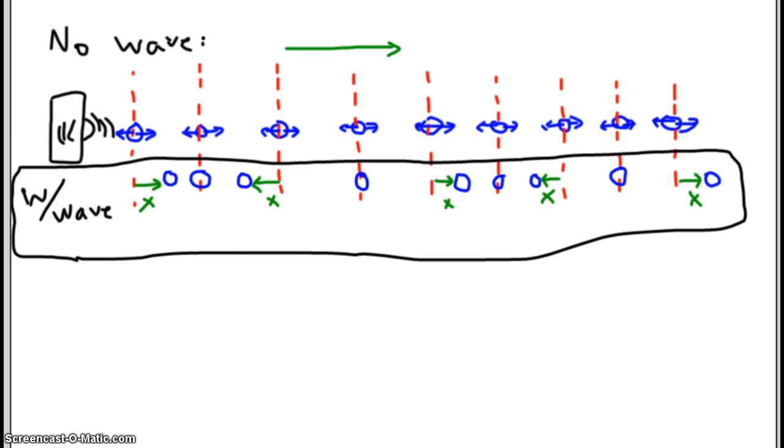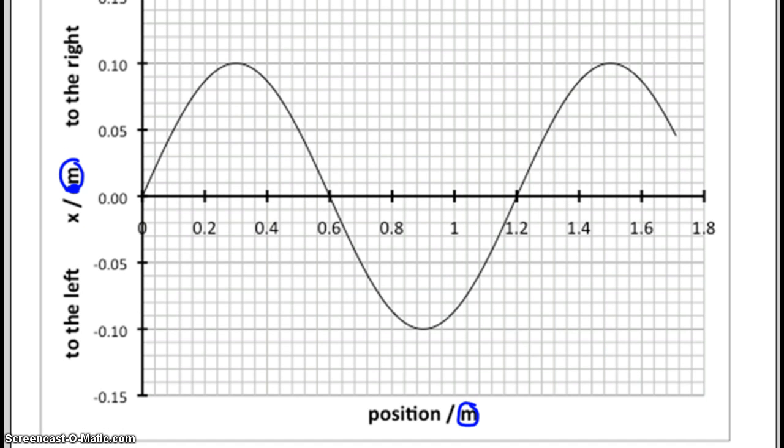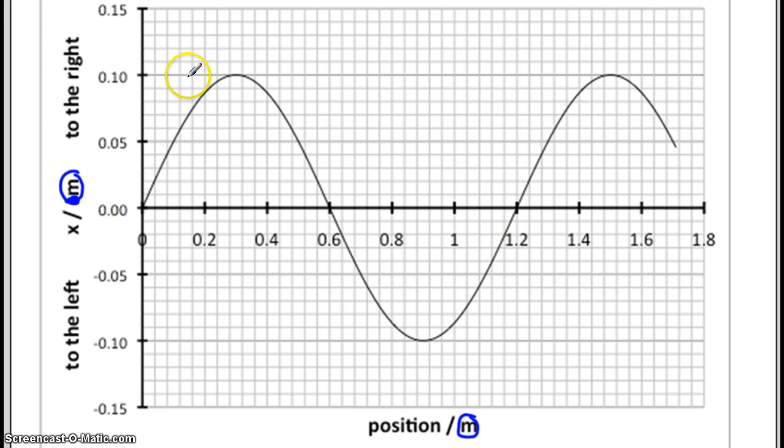Okay. Now come back to this graph. And whoops, it should be meters here, not centimeters. The first thing you do is you circle the units that are on the axes. Circle those values. And what do they mean by position on the x? They say position, but what they really mean is equilibrium position. That's what's on the x-axis.